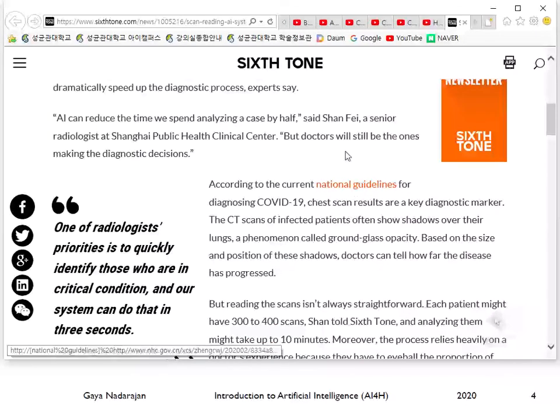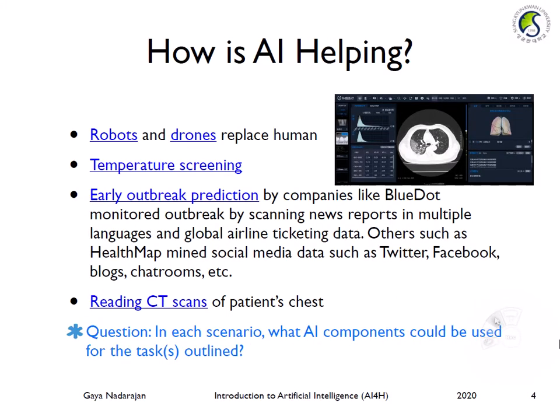Okay, so have a think about, you know, these are all the ways that AI has been trying to tackle the COVID-19 virus. So we said, like, some companies were able to predict this outbreak quite early on. Like Blue Dot actually came out with the prediction back in December that it was going to be an outbreak, and they scanned news reports in multiple languages. So because they were able to access certain reports in Chinese, I think that's why they were able to see, and they also looked at airline ticketing data.